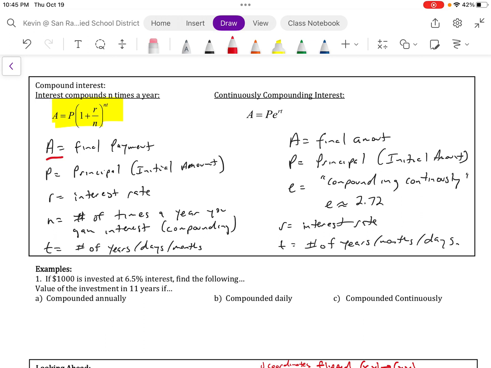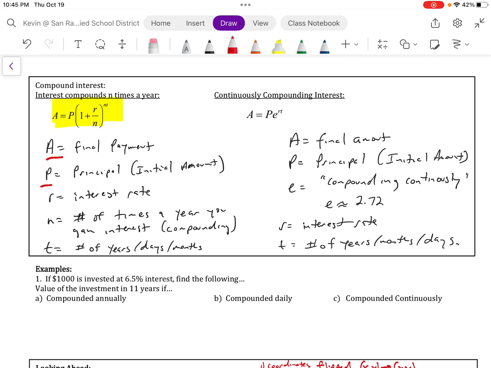So we have A, which is the final payment. If it's an investment, how much we're going to get after a certain amount of time, if it's compounded, how often and at what rate. Or if it's something where we're paying, how much we're going to have to pay. And then P is the principal. That's the initial amount that you put in. Again, this is looking more at the investment side of it. If I put in $1,000, or do I put in $5,000? How much am I going to make?